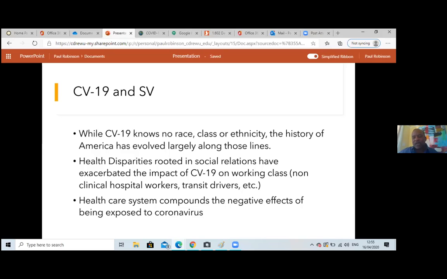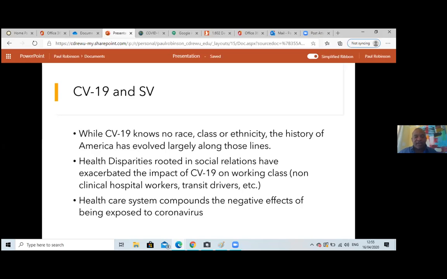So when you ask a question about Black people being exposed, we're more likely to be non-clinical. I'm not more likely, but a lot of Black people work in hospitals, not the doctors and nurses, but cleaning up and doing orderly work and something like that. A lot of those people had no PPE. My sister works in a hospital.